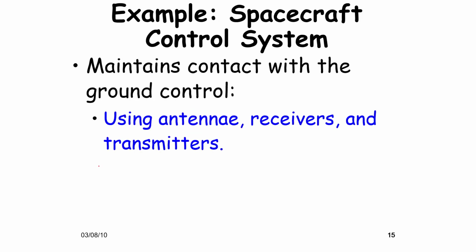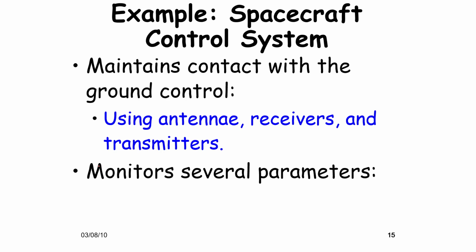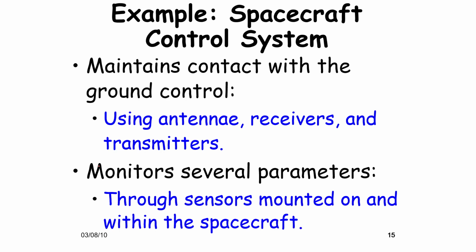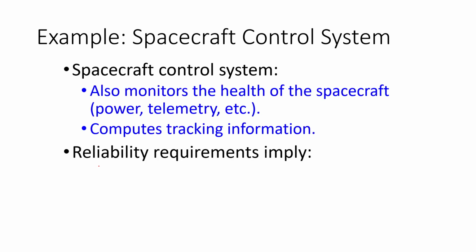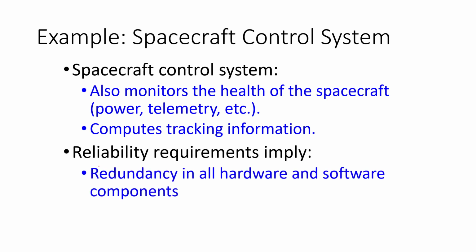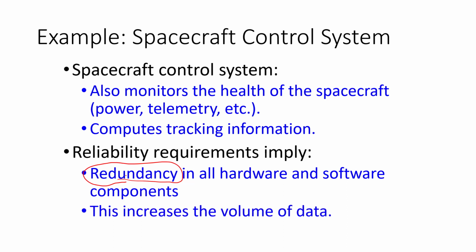Like a spacecraft control system, it will maintain contact with the ground controller using a bunch of things: antennae, receivers, transmitters, and so on. And the sensor data will be sent. So, of course, we ensure relative consistency, right, to monitor the health of the spacecraft and to also compute tracking information. And furthermore, to ensure that we are getting the correct data, which is consistent both from an absolute and relative perspective, we may want to add some degree of redundancy, which means additional components that don't do much. Only thing is they enhance the reliability of the system.